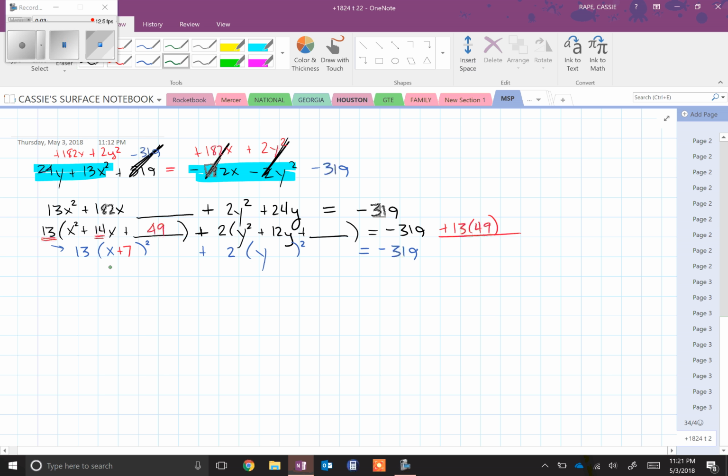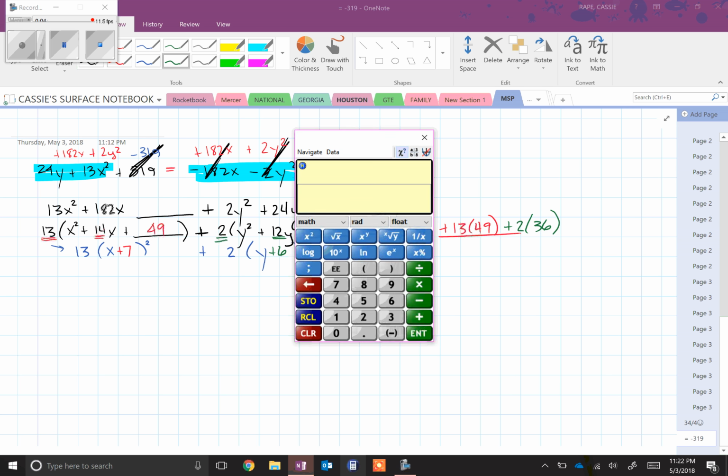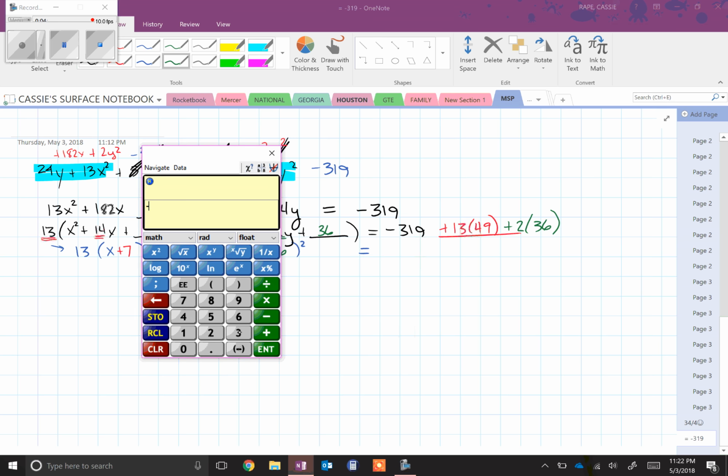Half the 12, so that's 6. Square the 6, that's 36. You added 36 within the parentheses on which the 2 is acting, so you actually added 2 times 36. Okay, so let me just erase that. I'm going to do the math here. I've got negative 319 plus 13 times 49 plus 2 times 36. And when I add those up, I get 390.